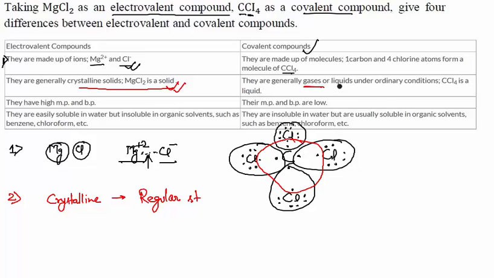But covalent compounds, you will find, are generally either gases or liquids. Like O2 is a covalent compound, and water is a covalent compound. You can see that O2 is a gas and water is a liquid.